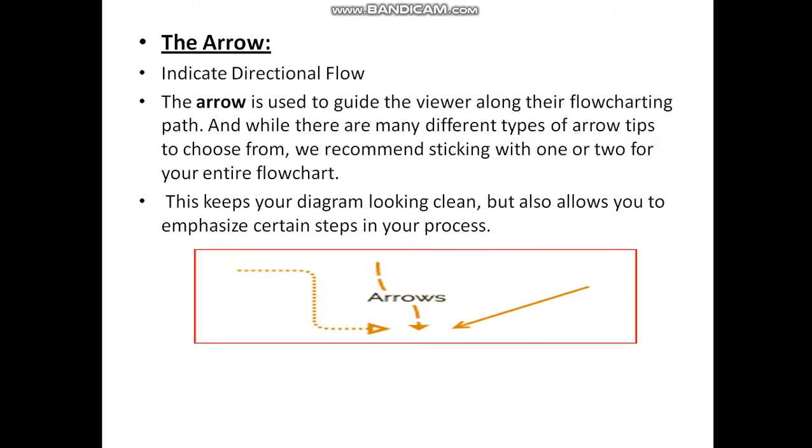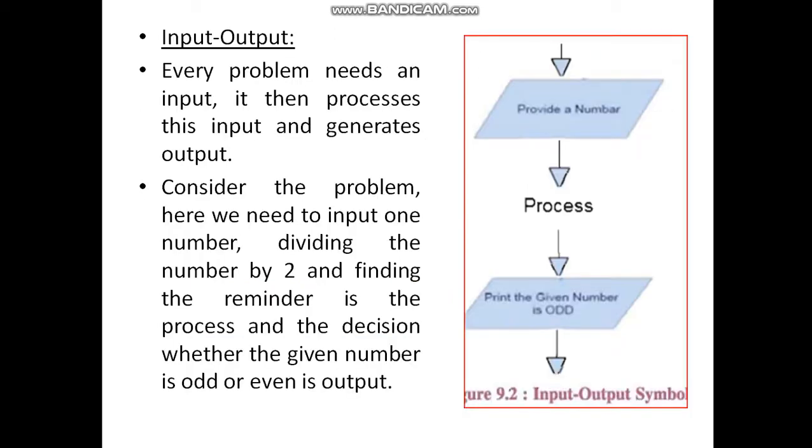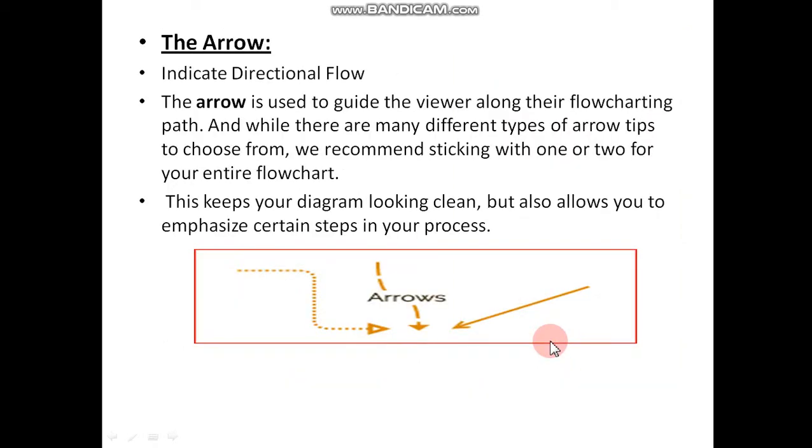Next, the arrow. What is the meaning of the arrow? It indicates directional flow. The arrow is used to guide the viewer along their flowcharting path, and while there are many different types of arrow tips to choose from, we recommend sticking with 1 or 2 for your entire flowchart. This keeps your diagrams looking clean but also allows you to emphasize certain steps in your process. See that type of symbol, which is the arrow symbol.